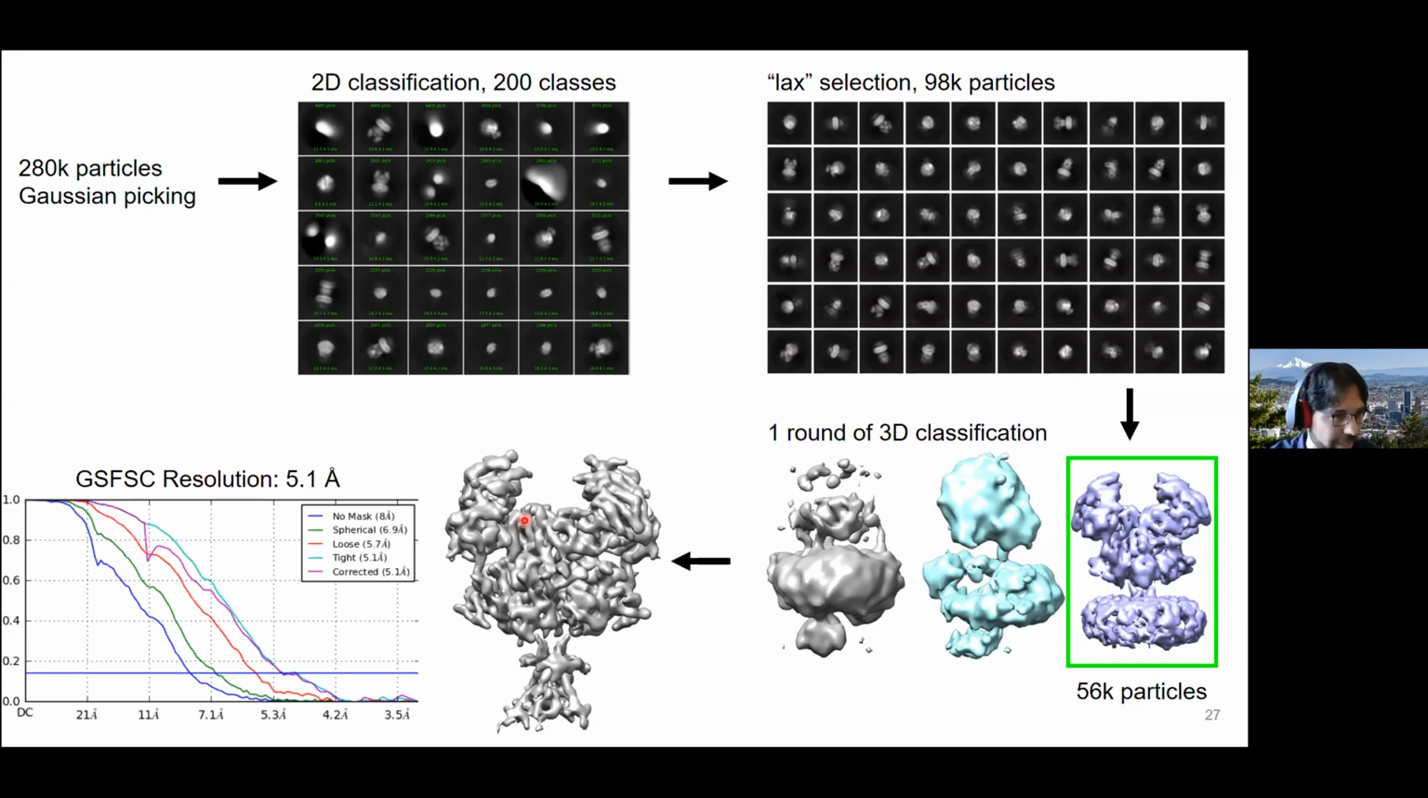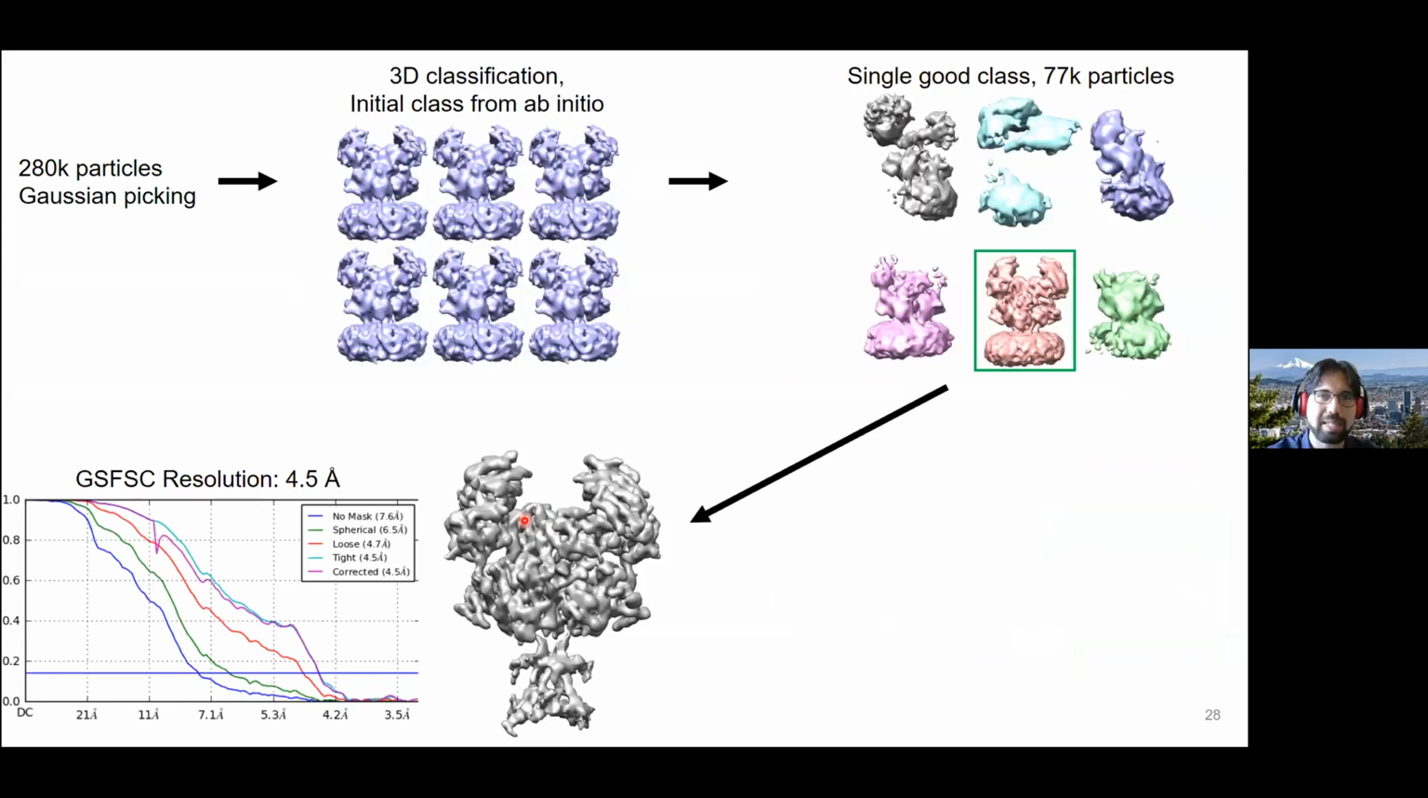What happens if I go to no rounds of 2D? So then I went ahead and did straight 3D classification with all of these junk particles that were picked with particle picking. I ended up with a single class that showed good features, had 77,000 particles. And when I refined it, I'm now at 4.5 angstrom. So again, this is a pretty huge improvement over the last analysis pipeline, where by eliminating this 2D classification, I end up with a higher resolution structure.